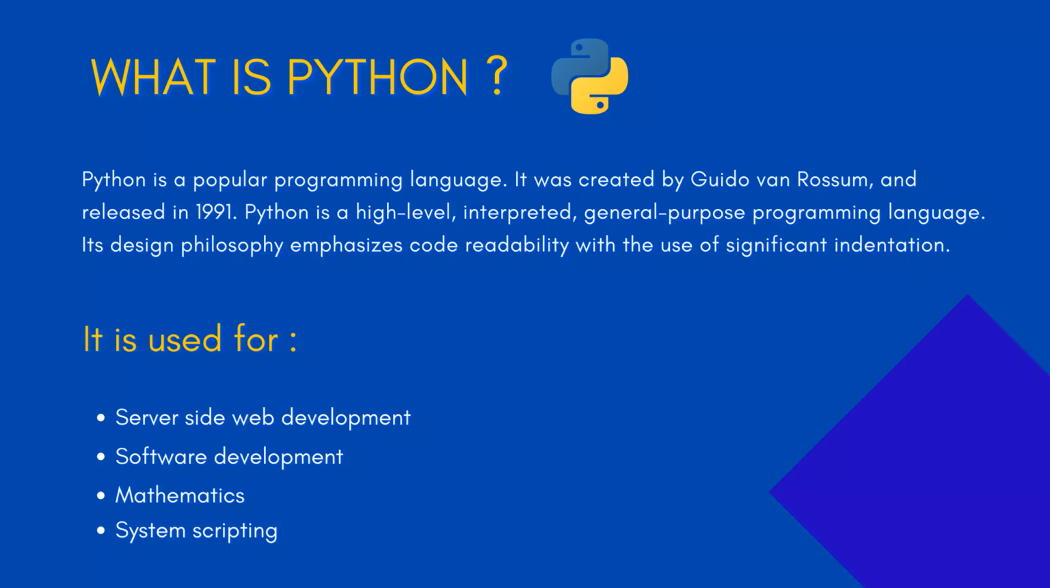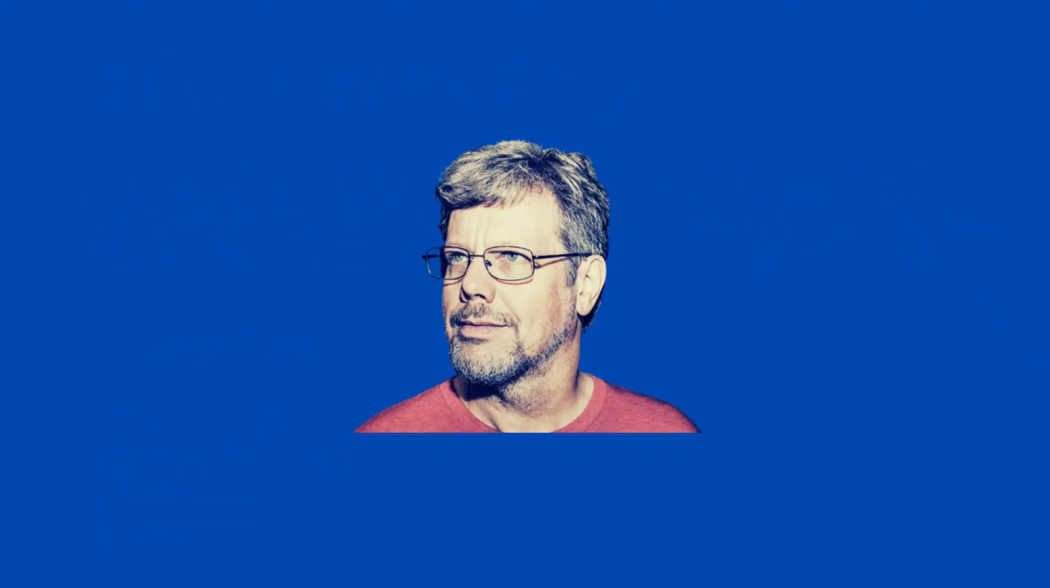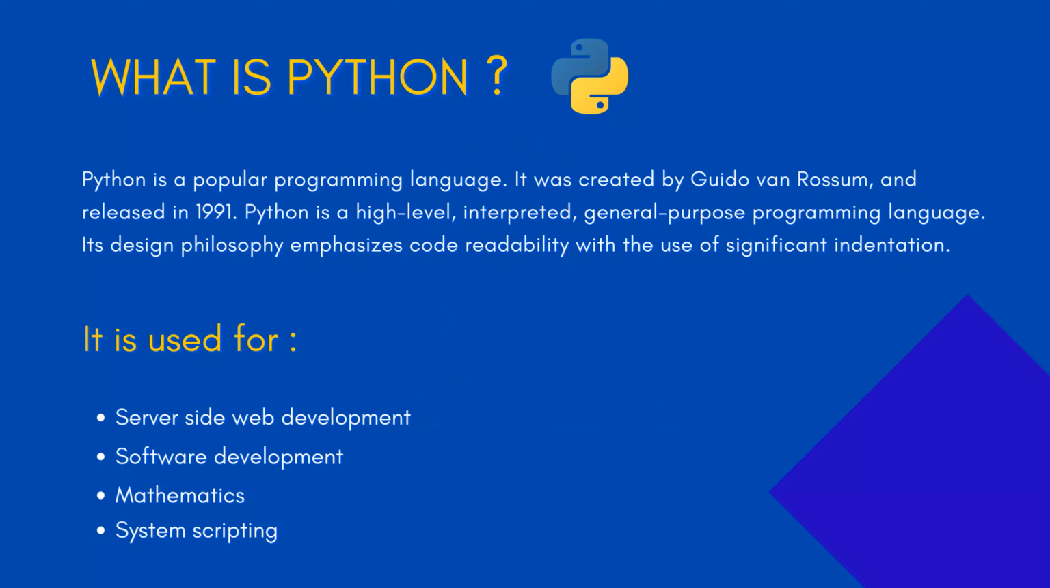First, let's talk about what is Python. So, Python is a popular programming language, and it was created by Guido van Rossum and released in 1991. Python is a high-level, interpreted, general-purpose programming language. Its design philosophy emphasizes code readability with the use of significant indentation. Python is used in a variety of works. It is mainly used for server-side web development, software development, mathematics, system scripting, and many more.